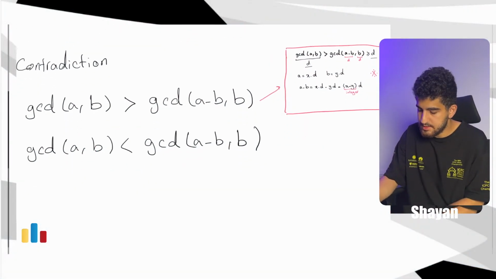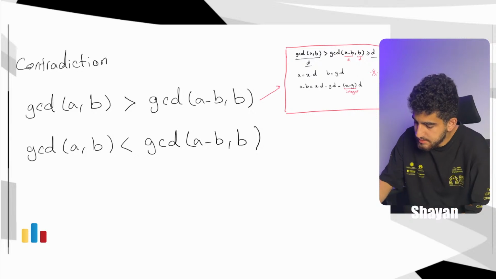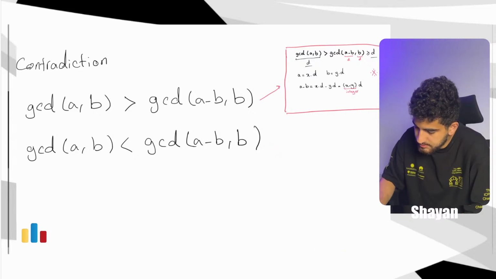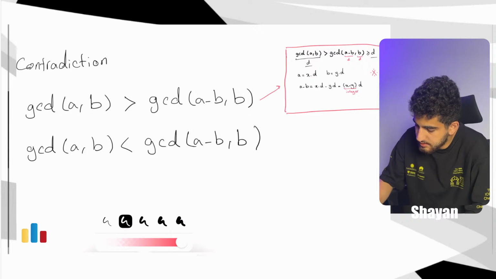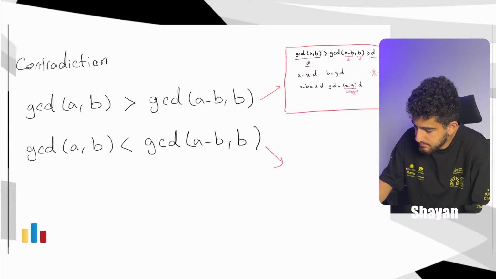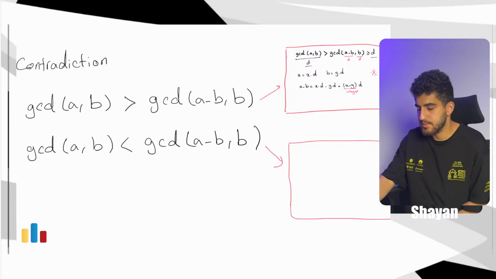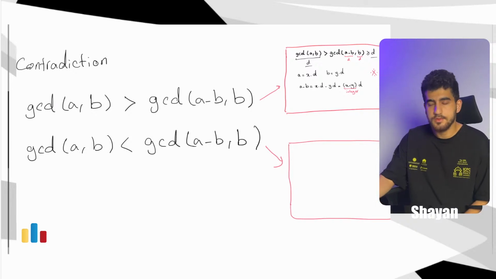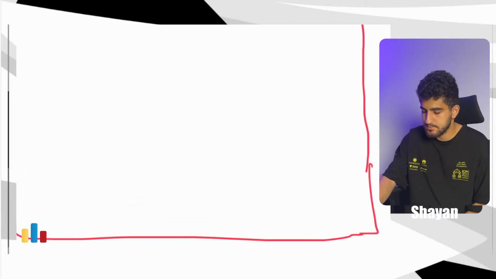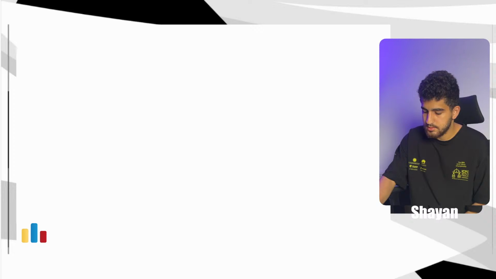Let's now prove that GCD of A and B cannot be less than GCD of A minus B and B. Let's show that this is not possible as well. So far we showed that this case is not possible. Now if we show that this other case is not possible as well, we're done.